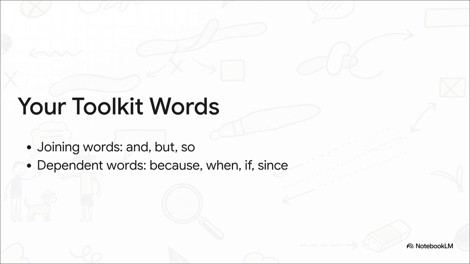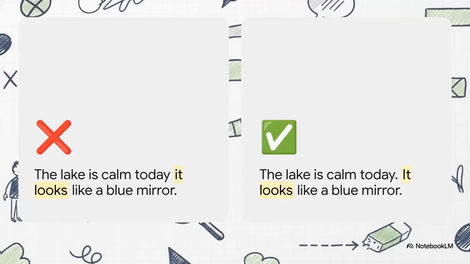But before we actually apply those steps, let's look at the tools we're going to be using. For Rule 2, your joining words are conjunctions, things like and, but, and so. And for Rule 3, your dependent words, which are also known as subordinating words, include terms like because, when, if, since, and although. Having this handy visual list makes correcting these errors so much easier. So check out how simple Rule 1 is in action.